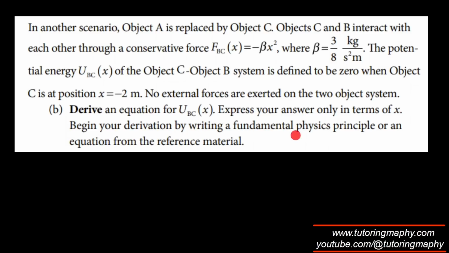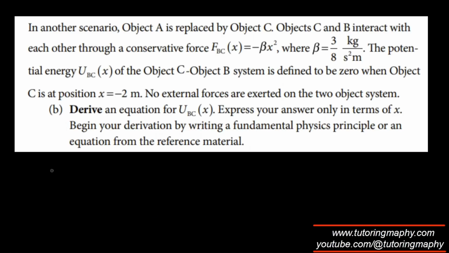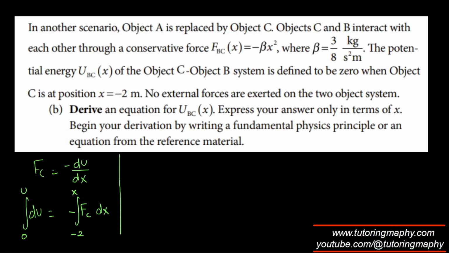Begin your derivation by writing a fundamental physics principle. Basically, I'm going to rewrite the same equation and then integrate it. So F_C we know as negative dU over dx. So I can rewrite this as dU is equal to negative F_C dx and then integrate both the sides. In this case, the bounds are from the lower bound of x is negative 2. At negative 2, the U value is 0. That's given in the question. Upper bound is x, and at x, there is some other U energy that we need to find.